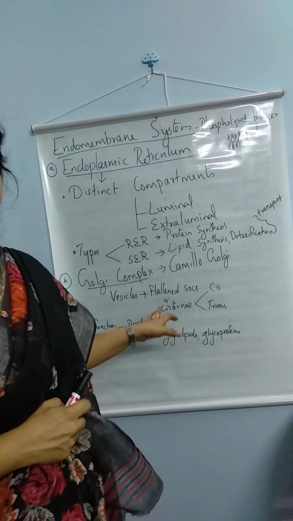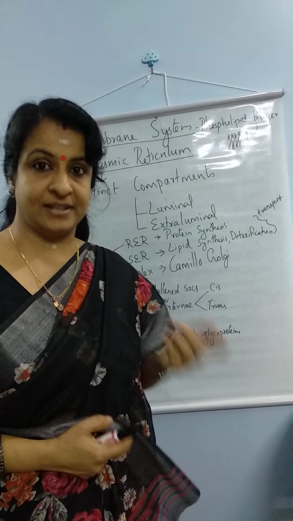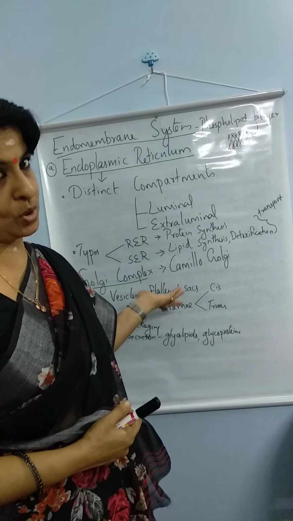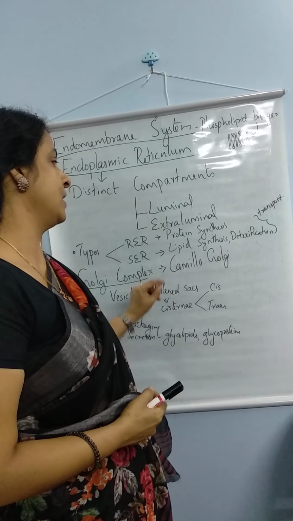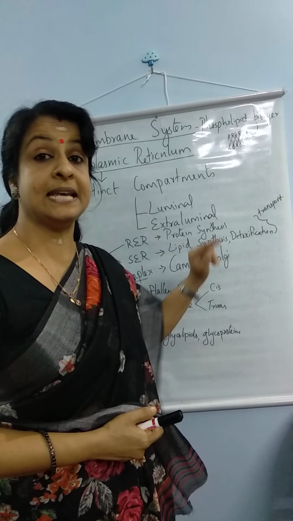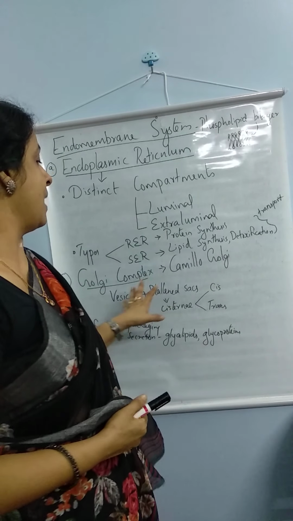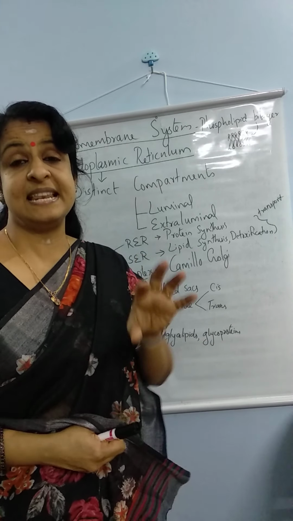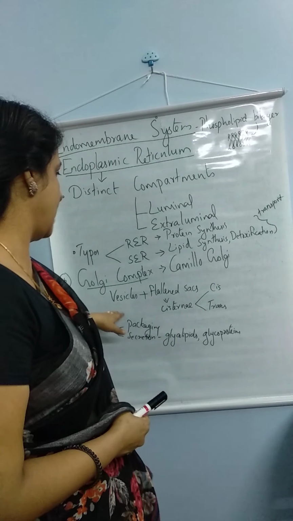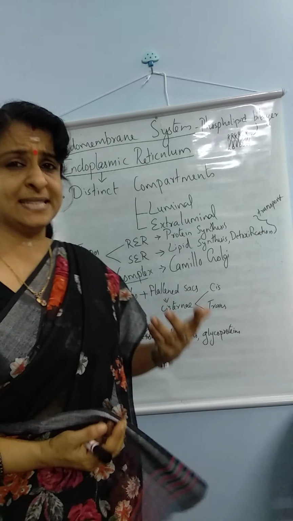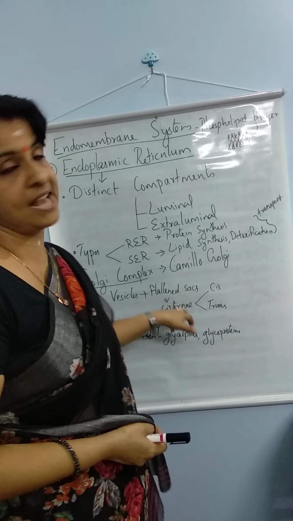Now coming to Golgi complex. It's also called simply Golgi, or Golgi apparatus, or Golgi bodies, or Golgi complex. This was first discovered by a person called Camillo Golgi in the year 1898. Since he discovered it, it is named after him. He observed it as densely stained tubular structures near the nucleus. It is called a complex because it consists of 2 types of structures, vesicles and flattened sacs.